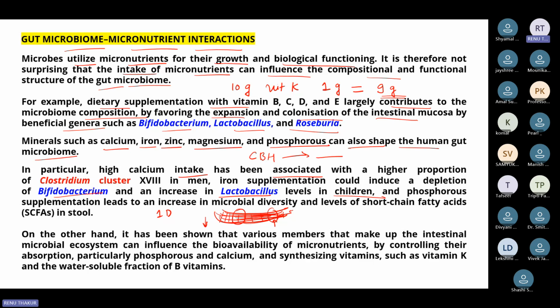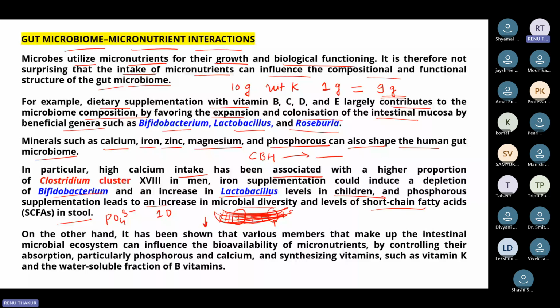And also you can see phosphorus supplementation. Phosphorus supplementation can lead to an increase in microbial diversity and level of short chain fatty acid in stool. So you have to take care; doctors always prescribe such medicines which will not cause a greater impact on the other groups of microbial diversity. Because if you are taking a medicine for a certain thing and it causes harm to some other good bacteria, then what's the point of consuming that medicine? So they always take care of the other microbial diversity which is present in our gut.